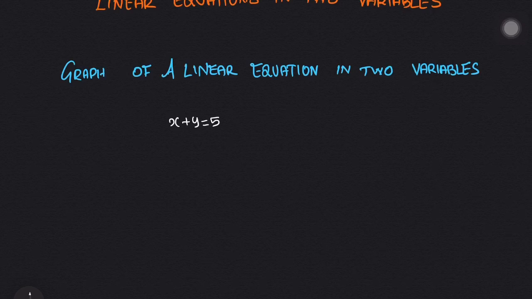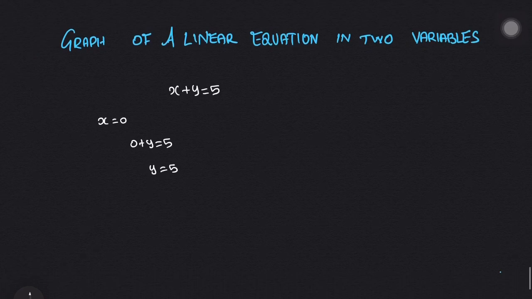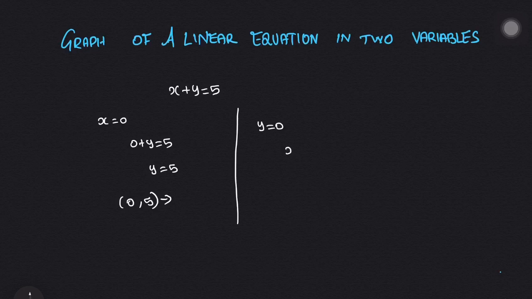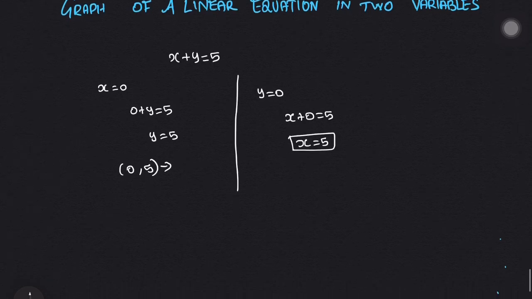Now I substitute the value of x is equal to 0. What happened? So 0 plus y is equal to 5. The value of y is equal to 5. So the solution 0 comma 5 is one of the solutions of this one. Next, I substitute the value of y is equal to 0. Then x plus 0 is equal to 5. The value of x is equal to 5. So 5 comma 0 is also one of the solutions.